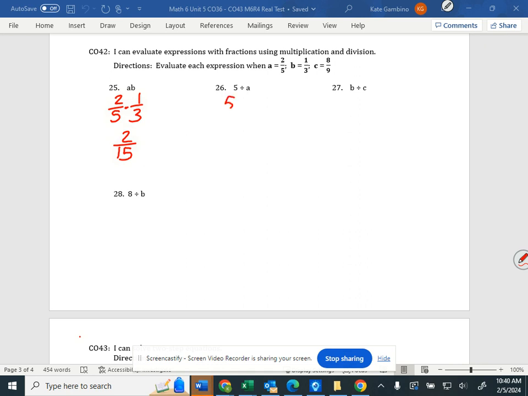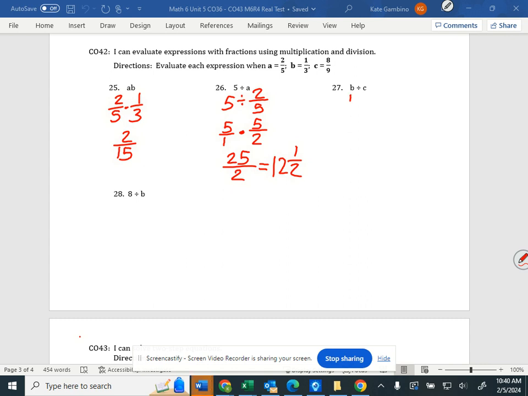Then we have 5 divided by 2/5. So that's 5 over 1 times 5 over 2. I have to flip that second fraction to the reciprocal. That becomes 25. 5 times 5 is 25. 1 times 2 is 2. 25 halves, or I could say 12 and a half. I accepted either way.